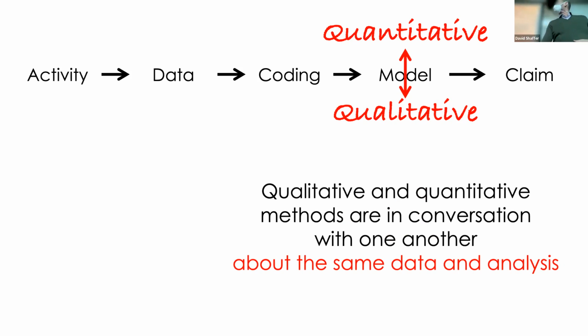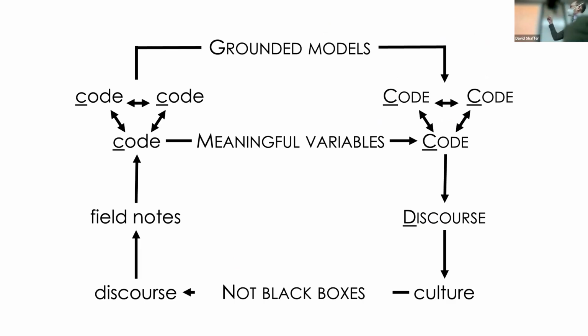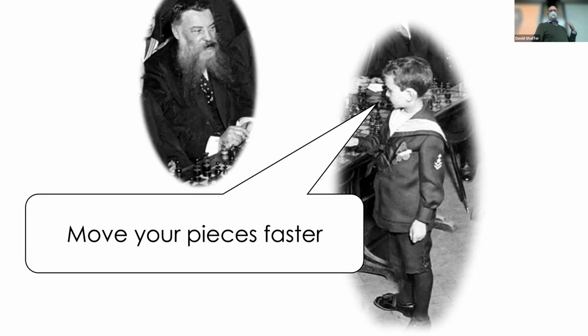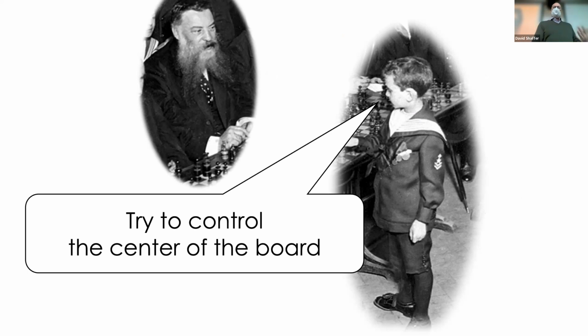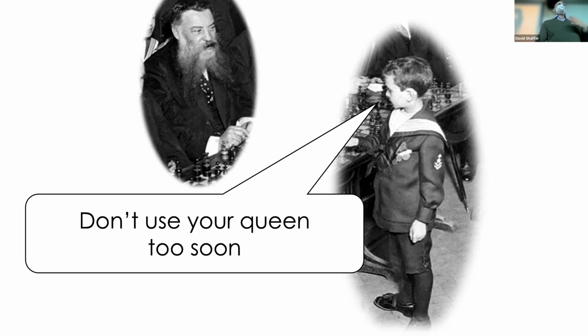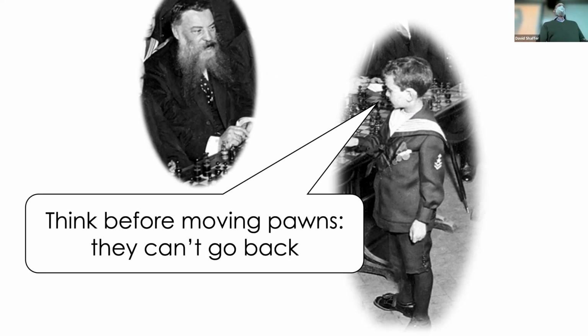It's when we do this that we get grounded models with meaningful variables that aren't black boxes. That's the process by which, instead of giving people feedback that may be statistically sound but doesn't actually mean anything, we're able to provide information that's going to be useful for teachers or for students or for policymakers or for whoever else is interested in understanding the world that we are modeling qualitatively and quantitatively.